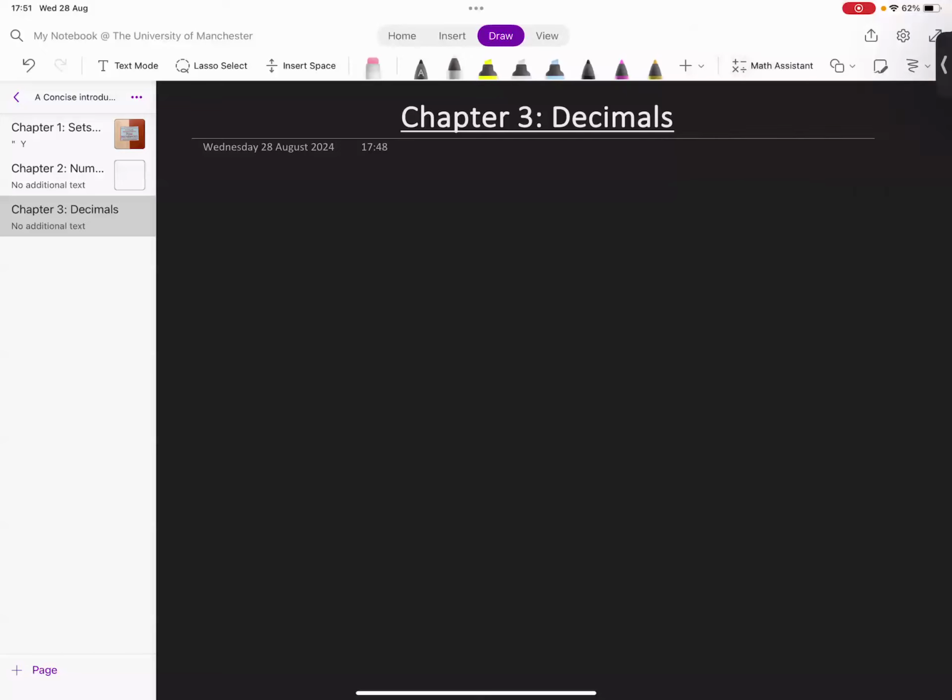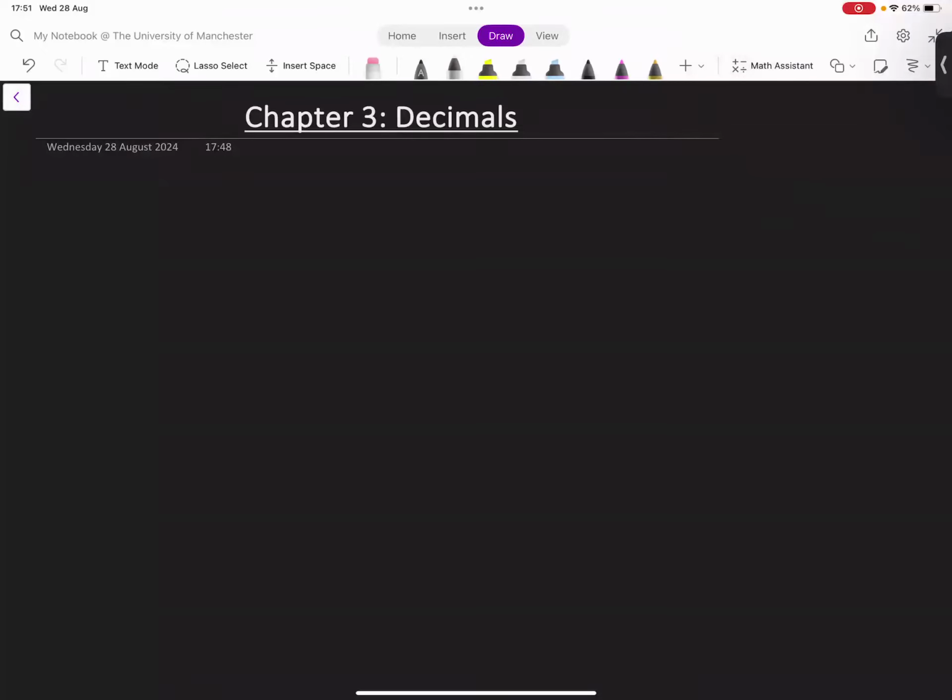Today we will talk about chapter 3 in the book Concise Introduction to Pure Mathematics, and we'll talk about the decimals. Previously we have talked about the reals and number systems, rationals and irrationals. Now we will talk about how we represent a number in decimals.